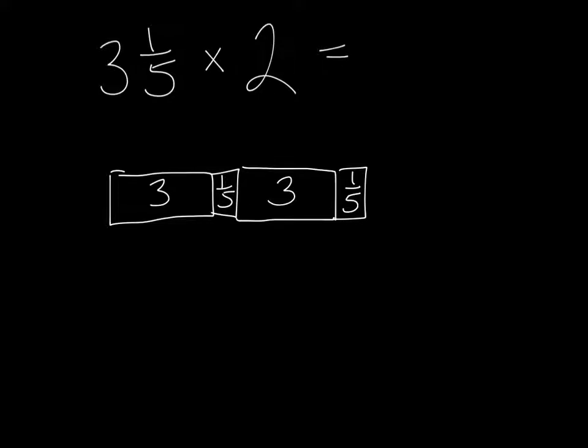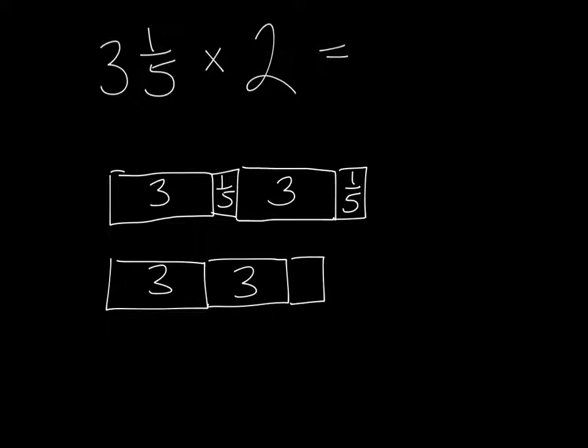Now, I can rearrange these because we know with the rules of multiplication, it doesn't matter what order the factors are in, your product will still be the same. So to make things easier for myself, I can put my whole numbers together, and then I can put the fractional parts together as well. So I have my 3 whole, 1/5, and 1/5.